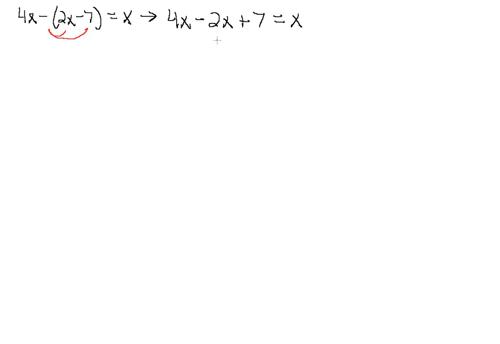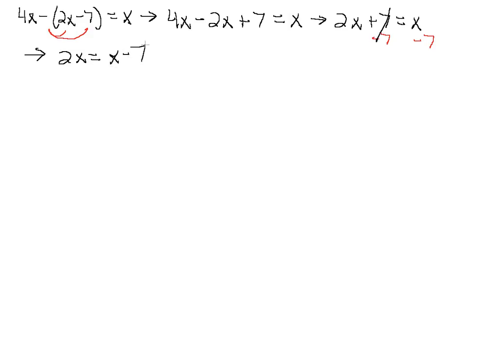Okay, now we want to get our variable on one side and all the other nonsense on the other side. So actually we can go ahead and combine these two variables. 4x minus 2x is 2x plus 7 equals x. Let's go ahead and subtract 7 from both sides. Let's move all the variables to the left. This will give us 2x plus 7, negative 7 cancel. So 2x equals x minus 7.